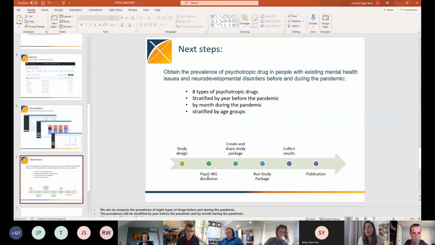So at this point, we are discussing the study design within the psychiatry work group. And what we are doing is creating the second part of the study and the second package that is going to be shared within the OHDSI community, and will allow everyone to join the study. So if you're interested in understanding how the COVID pandemic is impacting mental health, and how this is impacting especially among different countries, then please join the studies, join the psychiatry work group for more discussion about it.